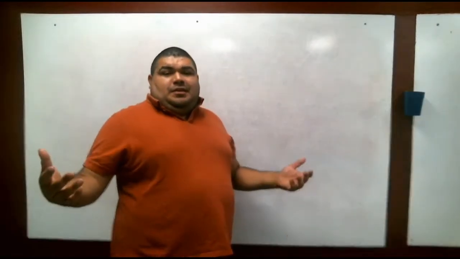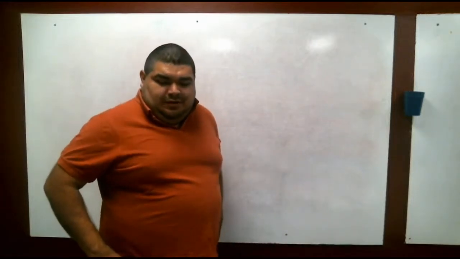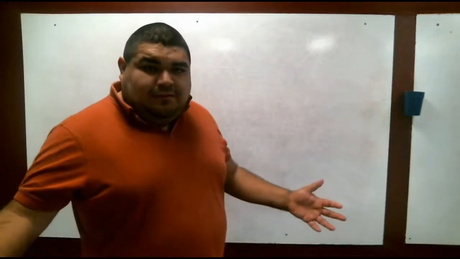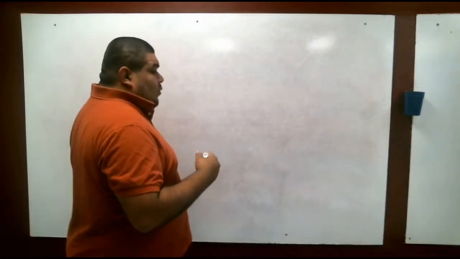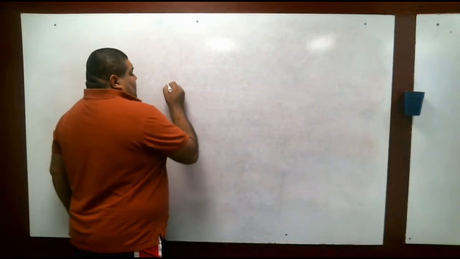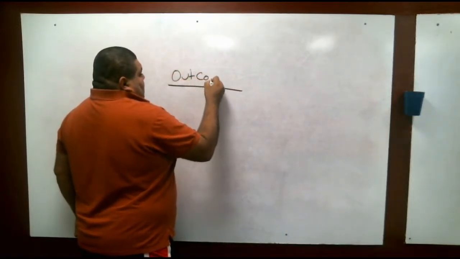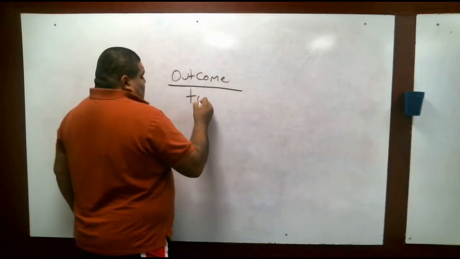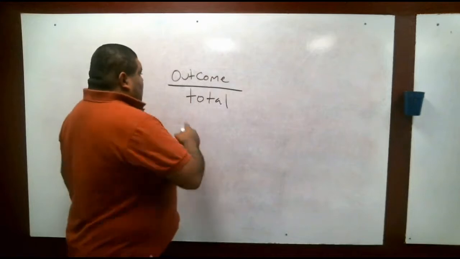What is the probability that we will roll an even number? Okay. Well, first of all, we need to know how many sides we have total. Because the way you set up your equation is your outcome over total. Okay, so outcome over total.